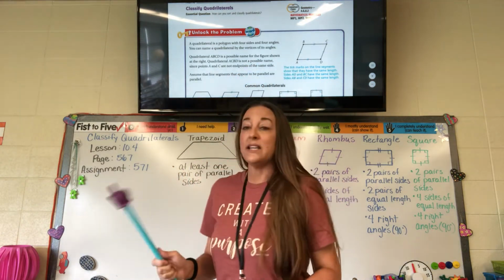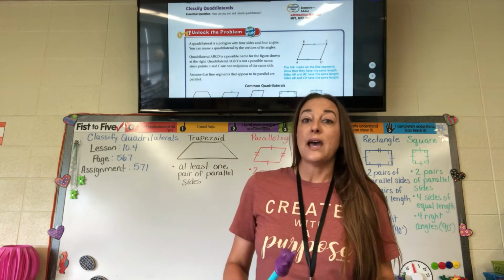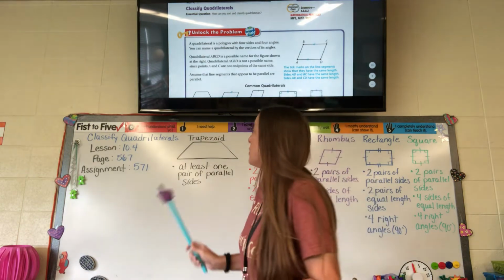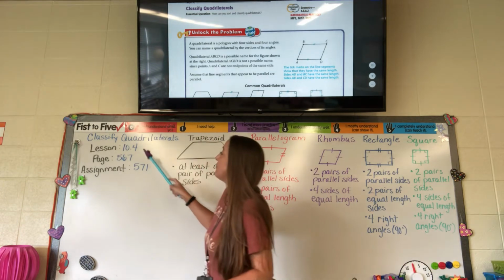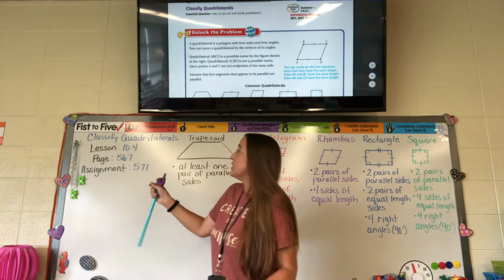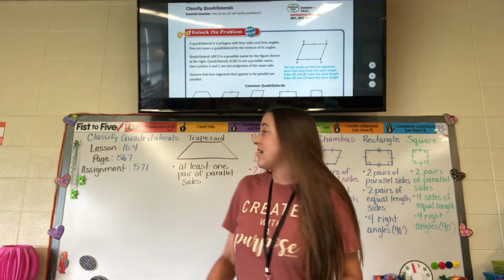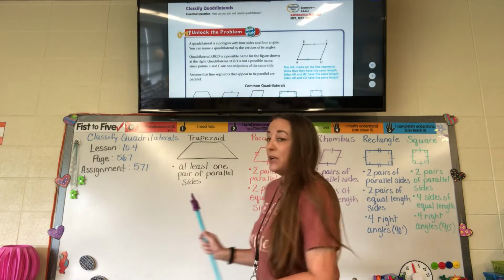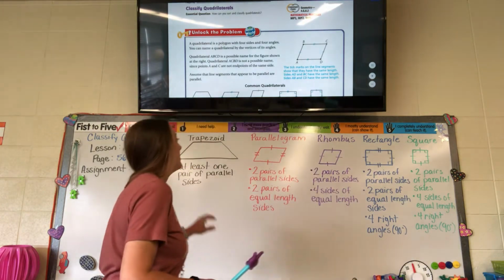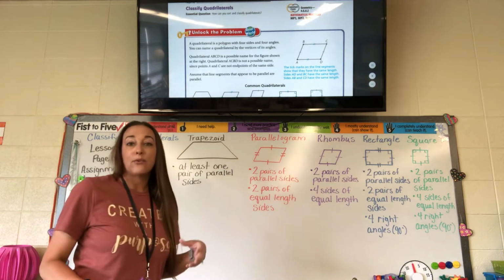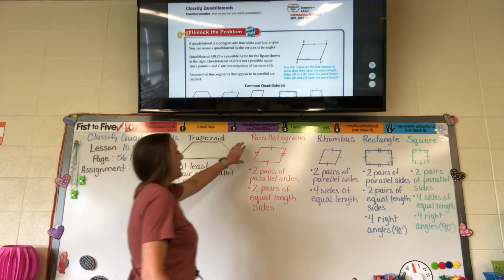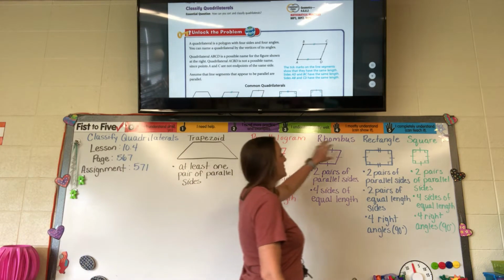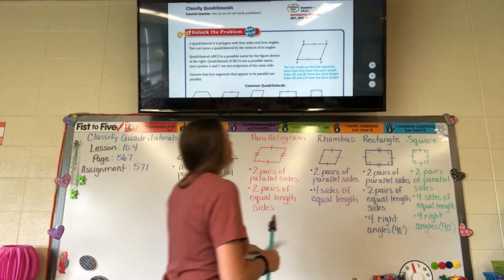Okay, so today we're going to look at classifying quadrilaterals. It's lesson 10.4. So you need to turn in your book to page 567. And I've written on the board behind me the quadrilaterals that we're going to be looking at today: a trapezoid, a parallelogram, a rhombus, a rectangle, and a square.